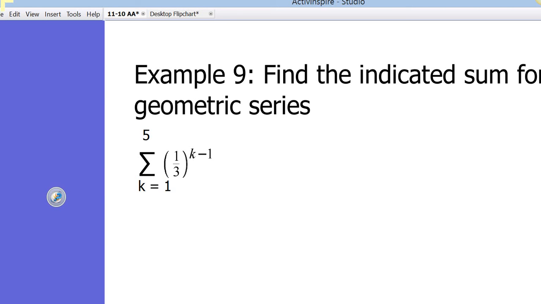So 1/3 to the 1 minus 1, 0. What's 1/3 to the 0 power? 1. Anything to the 0 power is 1. Now plug in 2. What am I going to get up here? 1. So 1/3 to the first power. 1/3. Or y'all want to use decimals? That's fine. You can use decimals. 0.33 repeating. All right?